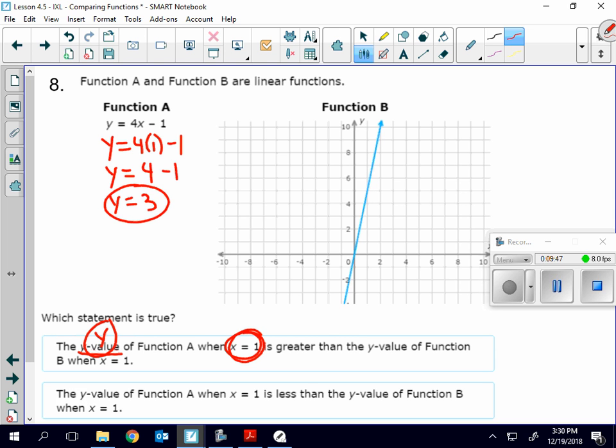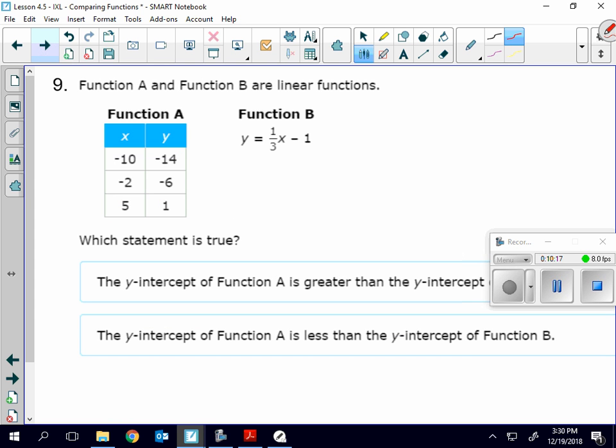So what's greater, that one or the y value when x is 1 on the graph? So find x is 1, which is right here. Follow that up to this and then read that y value, which is a 5. Looks like 3 is less than 5, so function A is less than function B, which is the bottom one.